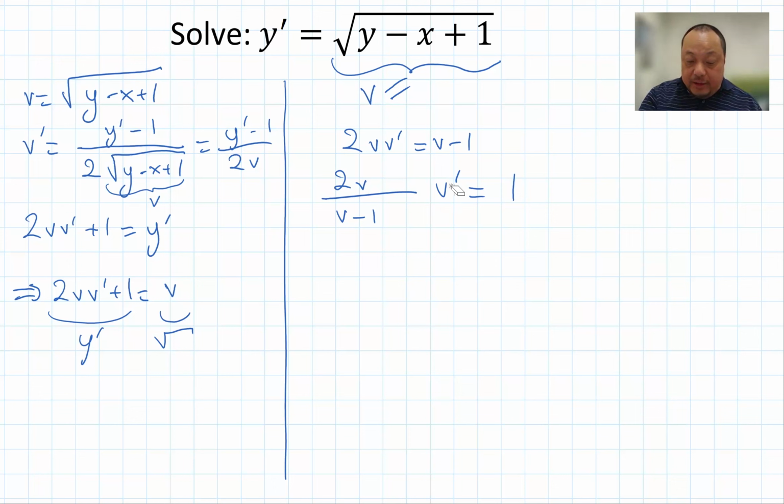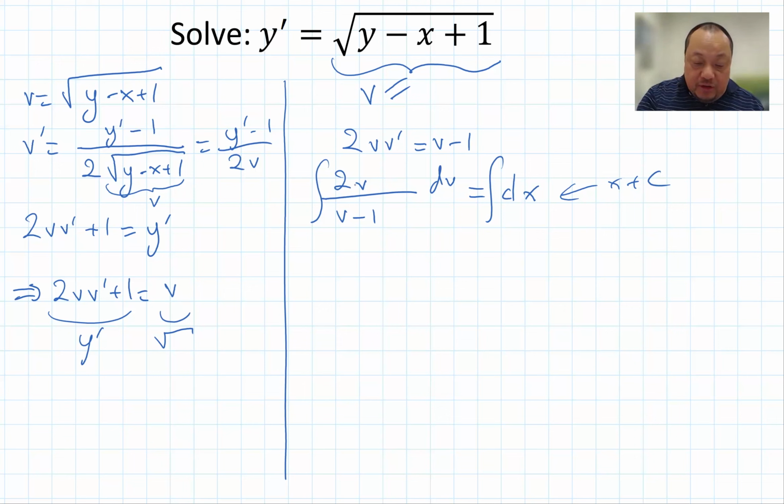I'm going to rewrite the v prime as dv dx so that I can multiply dx both sides. And here's my separable equation. So I can just integrate both sides. This is just going to be x plus c. That part is easy. I'm going to leave that. I'm going to look at this. This is a rational function. So one way to do it is to actually do a long division, 2v divided by v minus 1 and end up with an answer with a remainder.